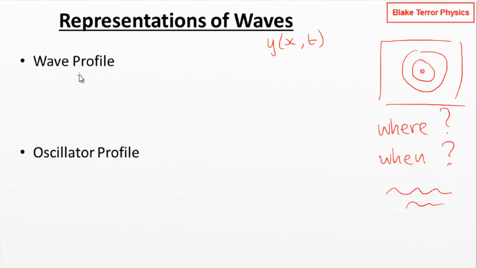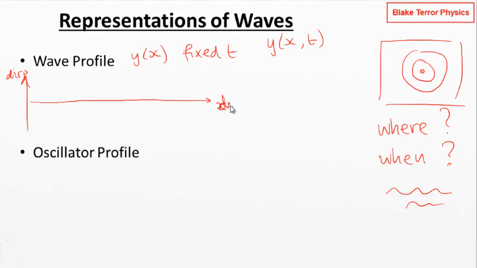Now, our wave profile is the first one of these. This is where we're looking at y as a function of x for a fixed time. So let's say, okay, let's freeze the wave in time and see how the displacement of the wave is varying through space. So we've got displacement on our y-axis, and then we'll have our x-axis being distance. So, displacement versus distance.